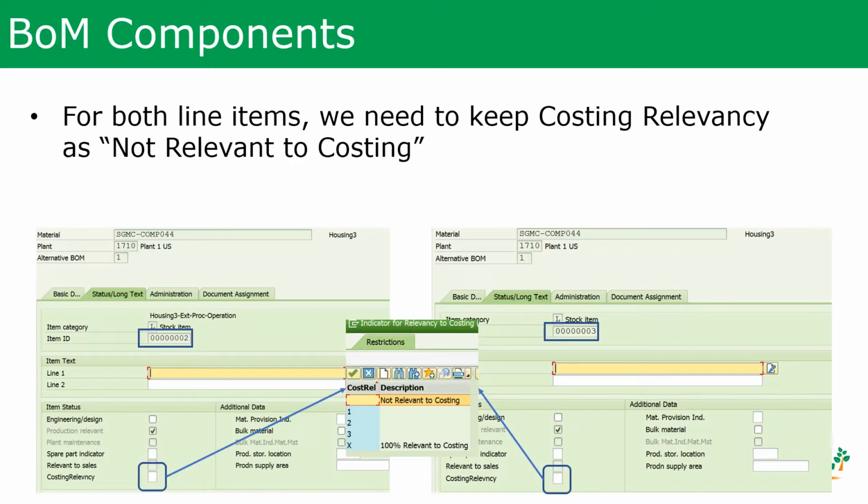And please note that when you are creating this bill of material, the phantom is in two line items, right? For those items, you click on the detailed line items and select costing not relevant, because the costing will be done through the info record, not through these phantom items. So the costing relevancy has to be unchecked here.